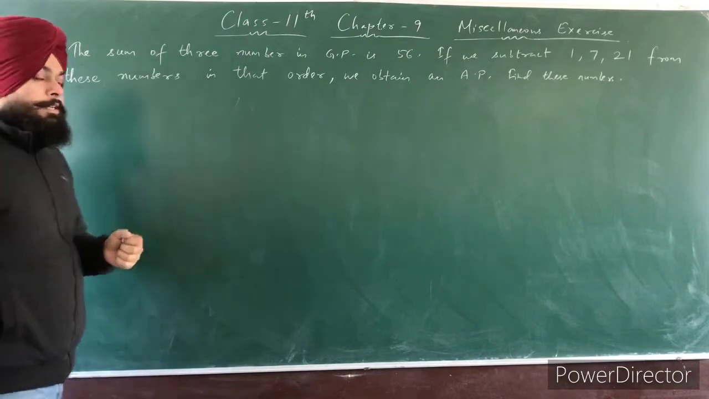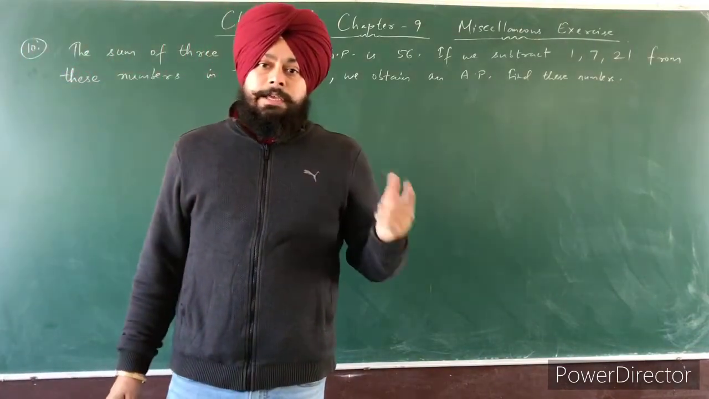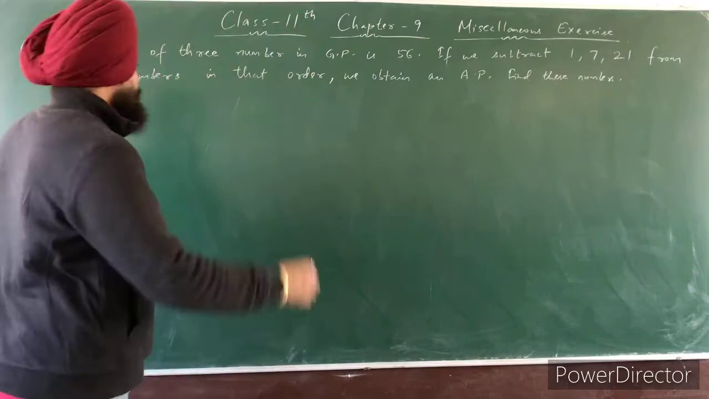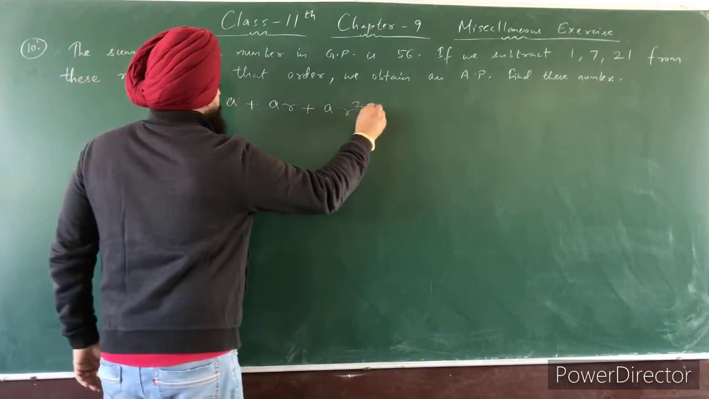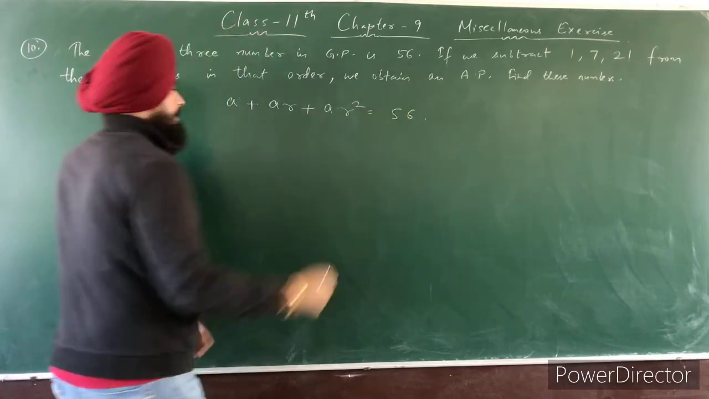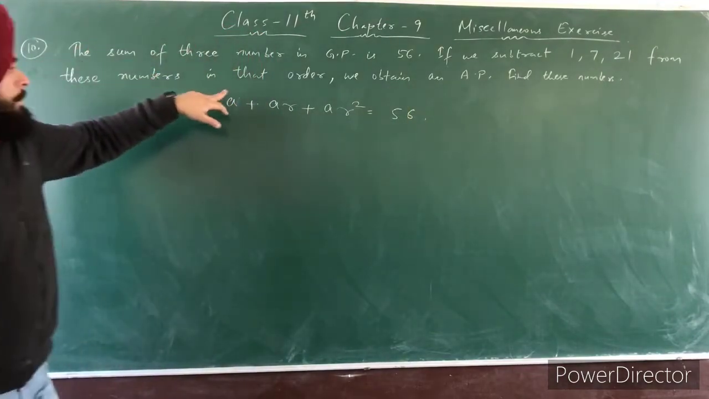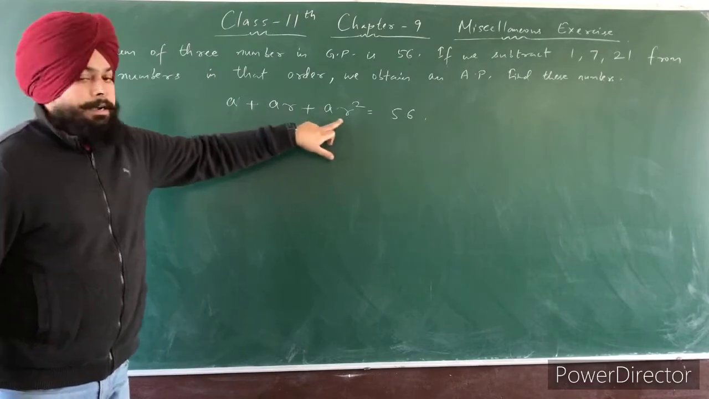So we know that in a GP series the first term is a, second term is ar, third term is ar square. So you can write here a plus ar plus ar square is equal to 56. It is given in this question, the sum of three numbers, first, second and third.